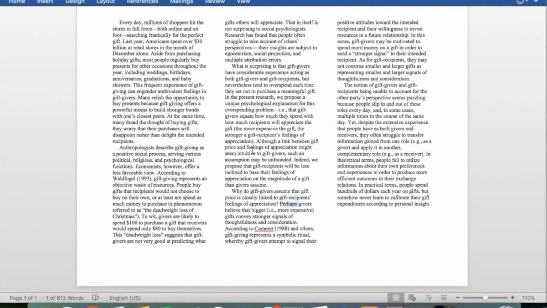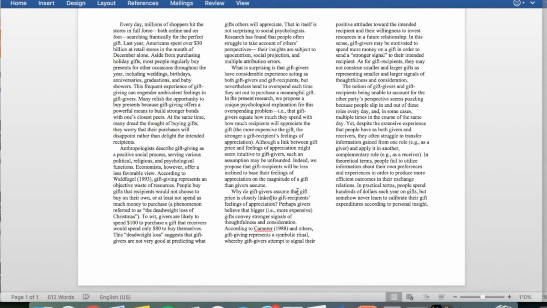We'll need some context here because it's asking about, why is this done? So here's the line. According to Kammerer and others, gift-giving represents a symbolic ritual. And you can kind of read the rest there if you'd like. So that gives us a bit of information, but let's look for some more context. Don't forget, context can appear before the sentence in question.